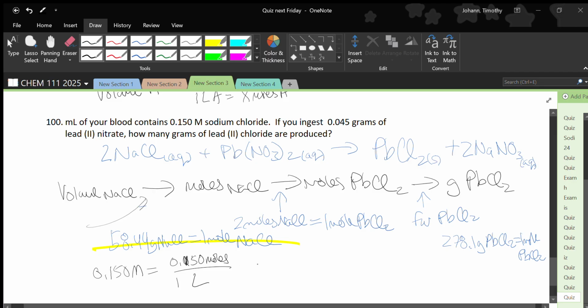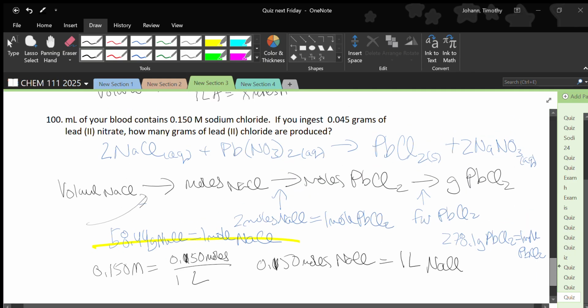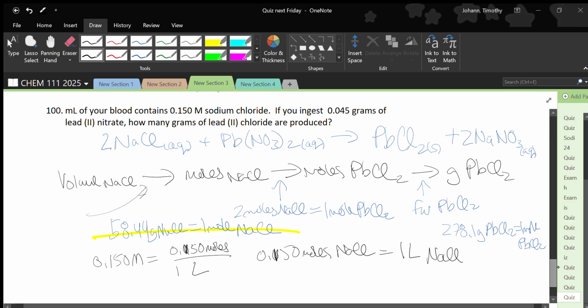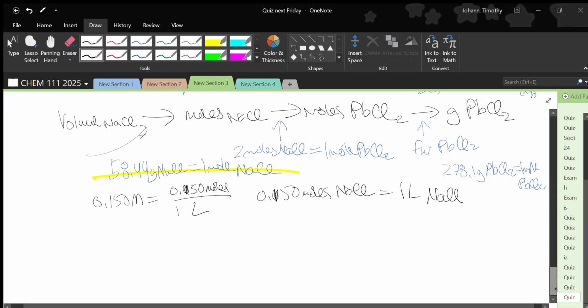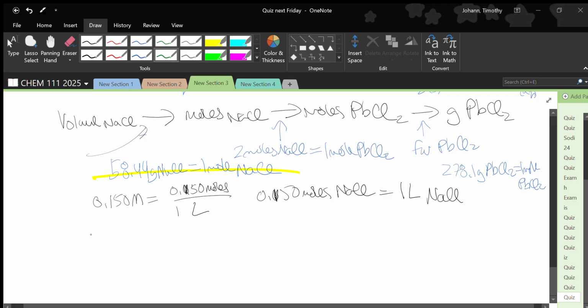Which I can rewrite as 0.150 moles of sodium chloride equals 1 liter sodium chloride. Does this make sense? This is really the new part for this problem. Questions on this part? Okay, now we're ready to finally do it. We've got all our constants, we've got all our conversion factors. We're starting with 100 milliliters of blood, right? So, this is actually a limiting reagent problem, but we're probably not going to be able to get that done. We'll see how far we go.